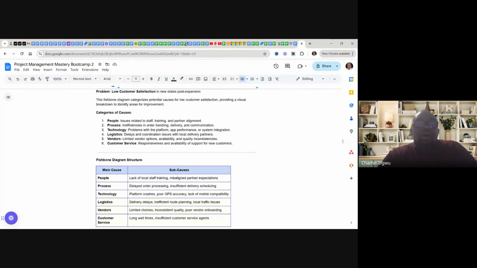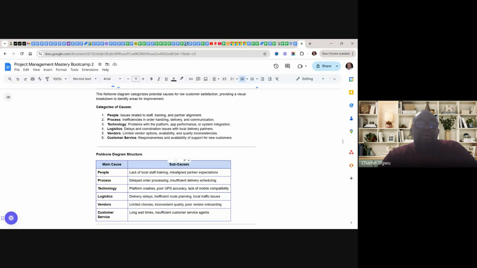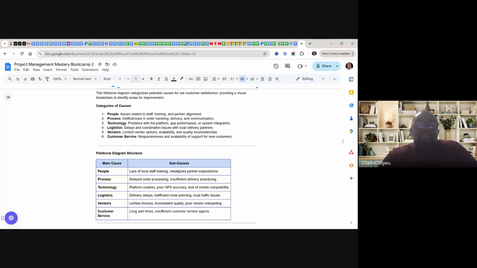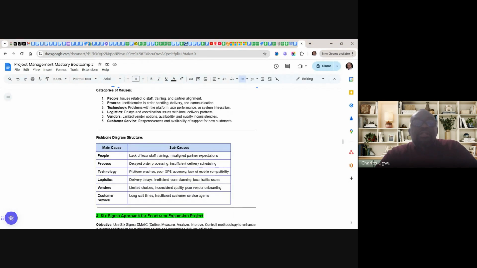And every cause is being broken down into smaller causes. Breaking every cause into smaller causes will help us to drill down into the main problem. We keep breaking them down to find out the root cause. So under each of these, we see people is lack of local. We've already captured this in this table here.